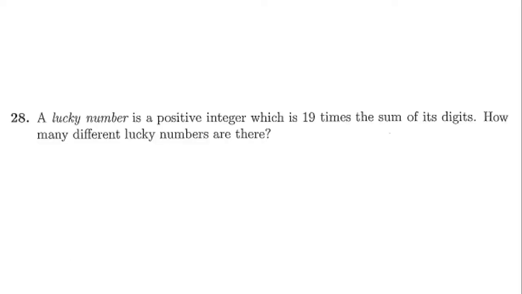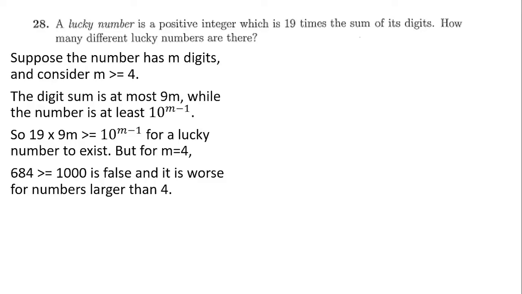Question 28. A lucky number is a positive integer which is 19 times the sum of its digits. How many different lucky numbers are there? This was quite tricky. Suppose the number has m digits and consider m greater than or equal to 4. Then the digit sum is at most 9m, while the number is at least 10 to the power of m minus 1. So 19 times 9m is greater than or equal to 10 to the power of m minus 1 for a lucky number to exist.